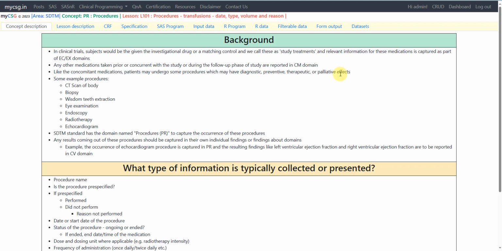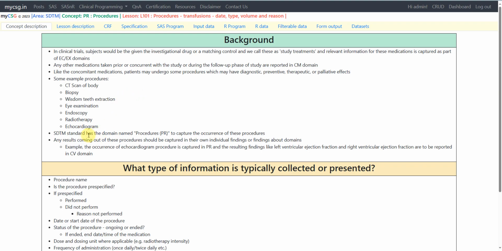Like concomitant medications, a patient may undergo some procedures which may have diagnostic, preventive, therapeutic or palliative effects. Some example procedures could be a CT scan of the whole body, a biopsy performed for a specific sample specimen, wisdom teeth extraction, an eye examination, an endoscopy, radiotherapy, or an echocardiogram to test cardiovascular health. These are procedures that could be needed while the patient is on study, or prior to or during the follow-up phase.